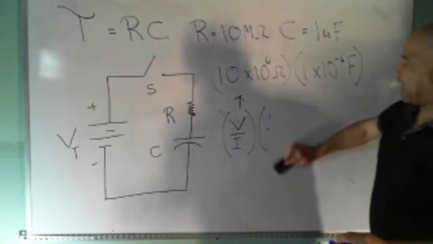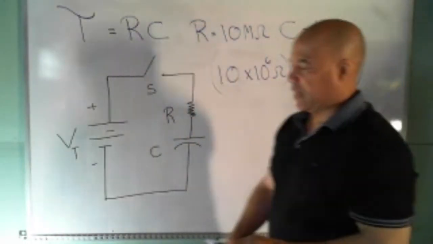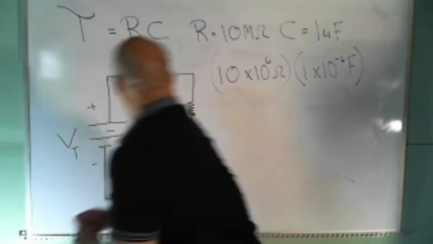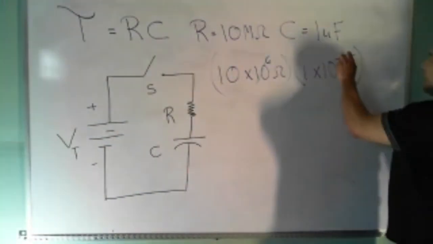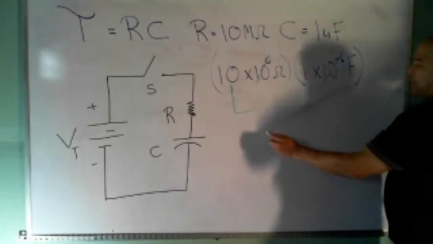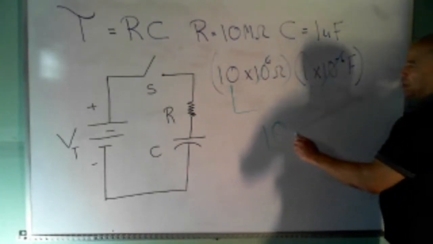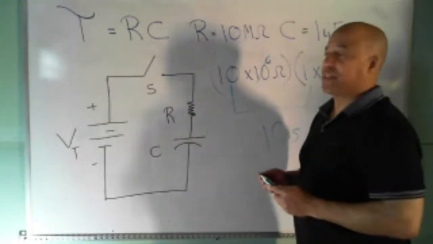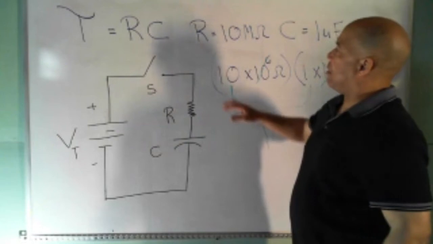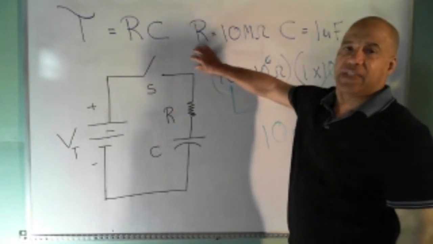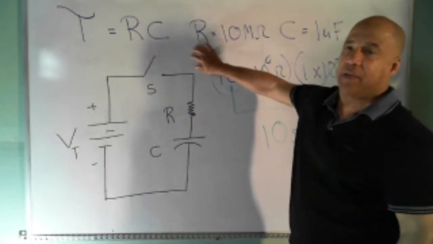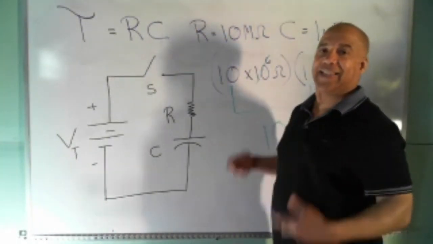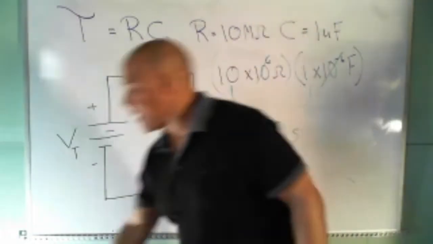And you can see what's going to happen. Basically, my units will cancel. Get rid of this and this, multiply this, I get 10, but the units are seconds. So for this problem, one time constant is 10 seconds. Now, I'm going to explain the significance of this time constant in just a second, but just remember that when I take the product of RC, what I get is time.